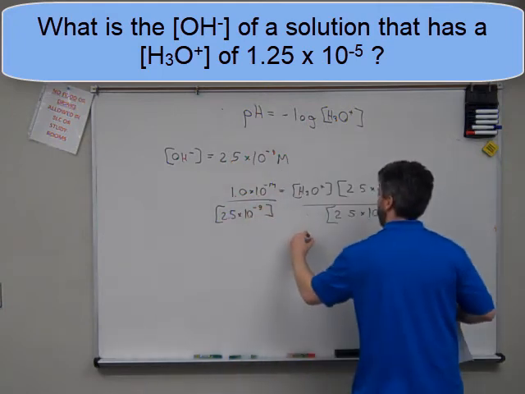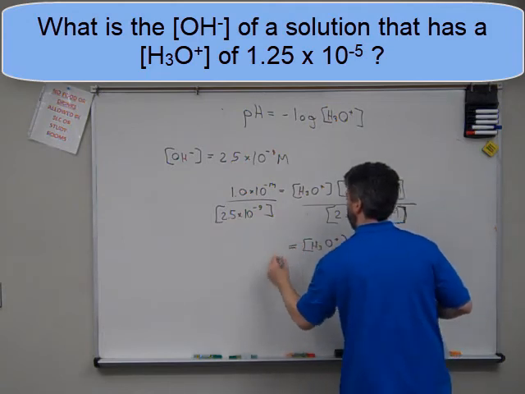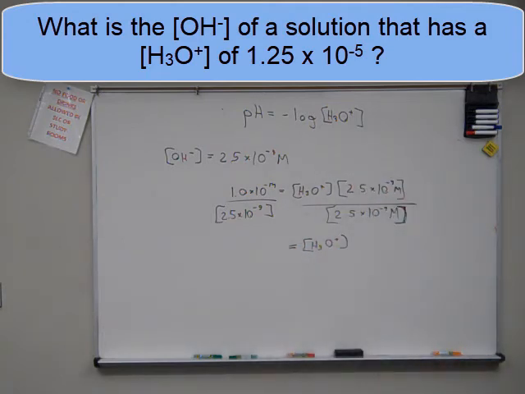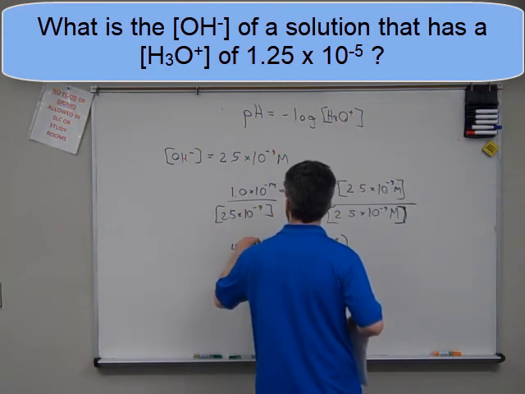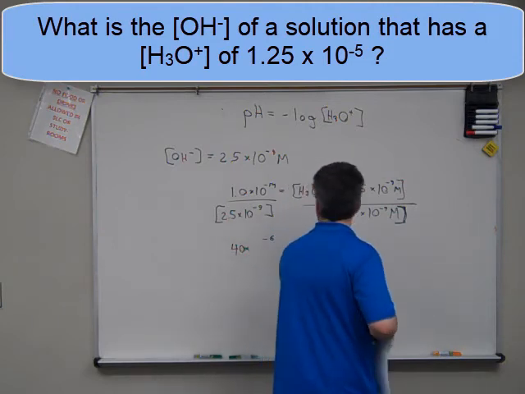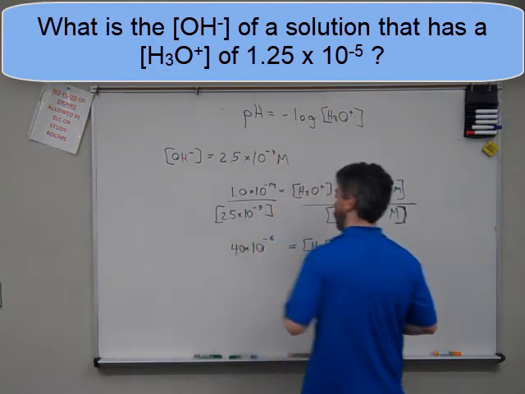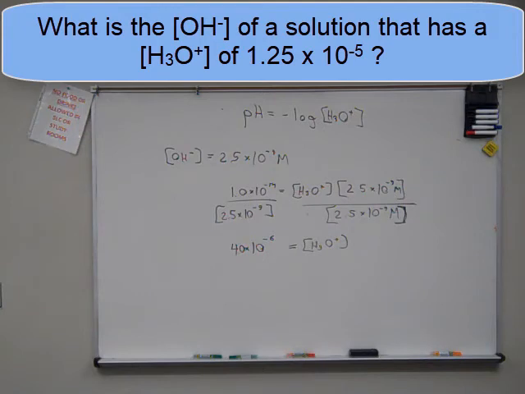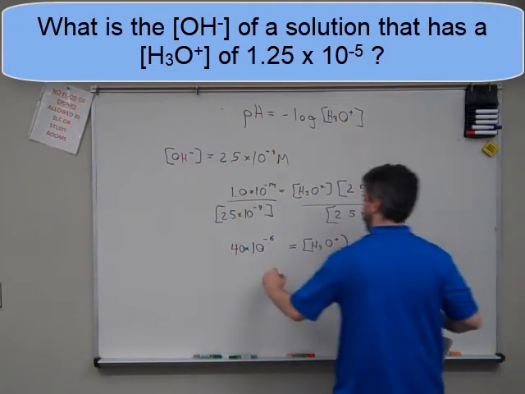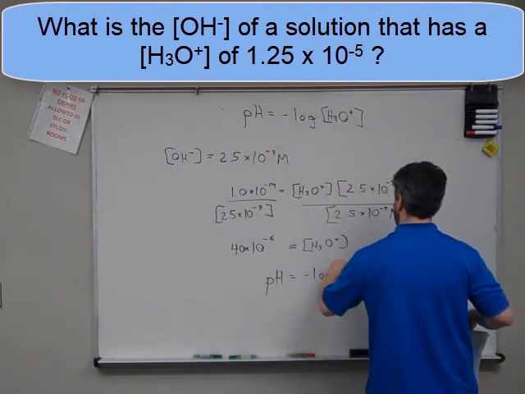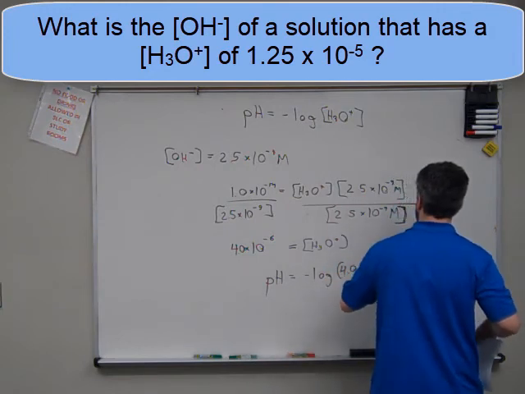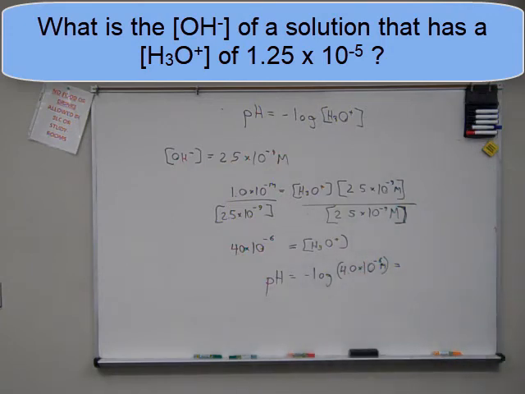And if I do that, my H3O plus concentration will end up being 4.0 times 10 to the negative 6. From there, I can plug that into the pH equation, and pH is equal to negative log of 4.0 times 10 to the negative 6. And what will that give me? 5.40, right?